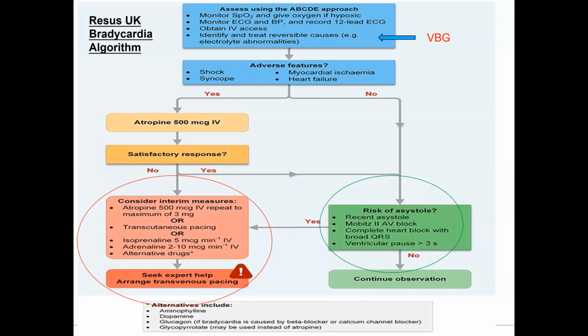So at that point, you need to think about transcutaneous pacing or one of the other drugs, and the one that tends to be favoured at the moment, and that's probably the easiest to use, is isoprenaline. It's certainly the safest to use through a peripheral line. I'll talk a bit more about the practicalities of doing that later on.